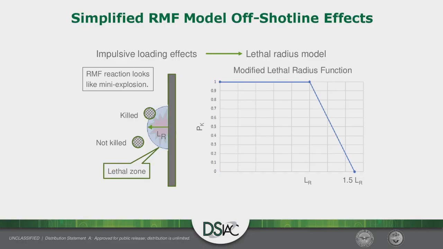So the lethal radius model for off-shot line effects is fairly simple. So you have an impact, and there's a lethal radius associated with that. And if you're a wire bundle, for example, inside that lethal radius, you'll be killed. If you're outside that lethal radius, you won't be killed. And I'm going to modify that. And I'm doing it that way because reactive metal fragments, to me, look like a mini explosion. And we've used lethal radius for blast before, so this was the first thing to try. I modified that a little bit by having it be 1 out to the lethal radius and go down to 0 at 1.5 times the lethal radius.